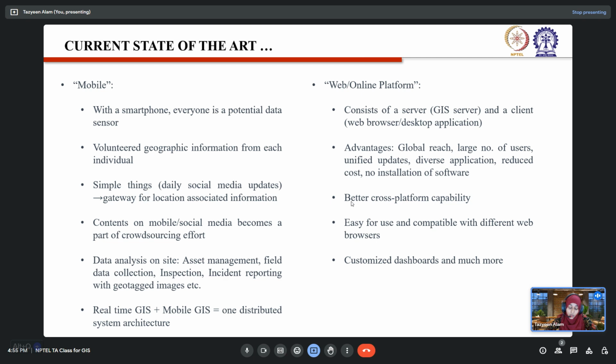Then you have better cross-platform capability. You find it easy to use and it's compatible with different web browsers. So you don't actually go through the hassle of an exe installation or an API installation or anything like that. You have customized dashboards and you have a much more user-friendly UI system for these particular dashboards.